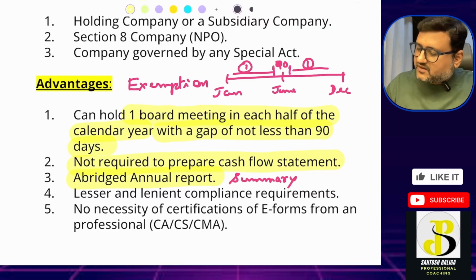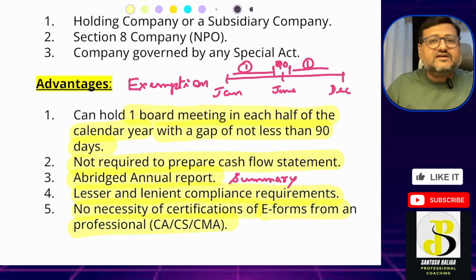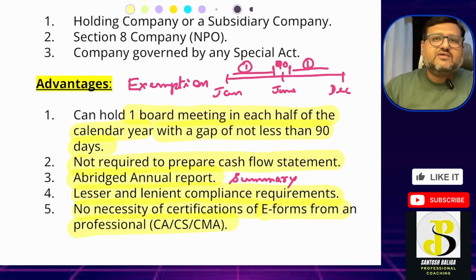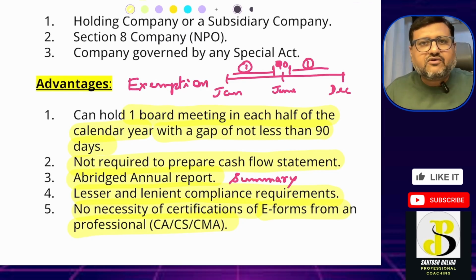Lesser and lenient compliance requirements, no necessity of certification of e-forms from a professional, that is CA, CS, CMA. So mostly for a private company or a public company, they have to get their e-forms certified by the professional, that is the practicing chartered accountant, company secretary or a CMA. In this case, for a small company, that also has been waived off. So these are some of the advantages in terms of exemptions and compliance of company law which have been provided for a small company.